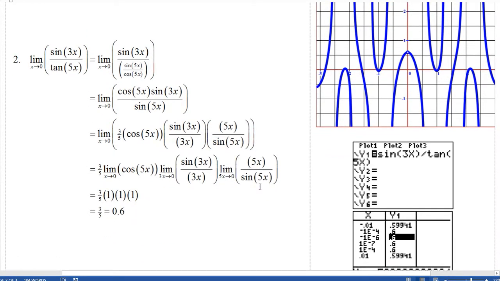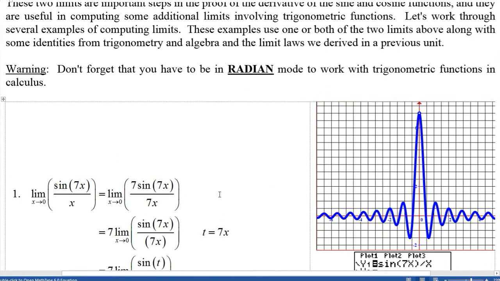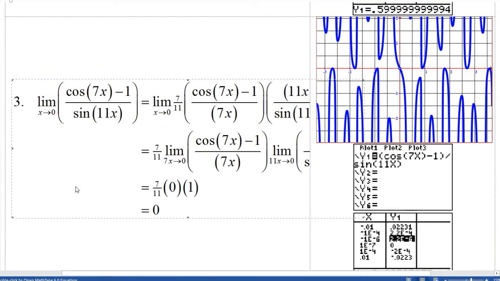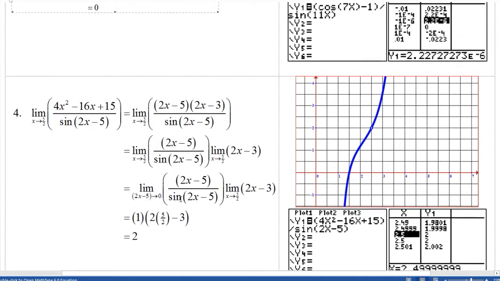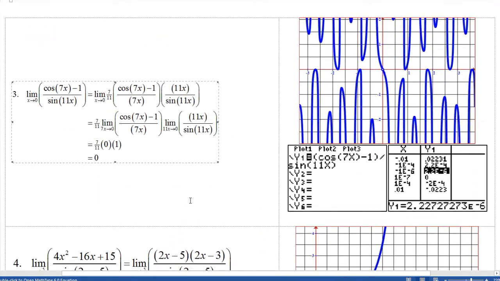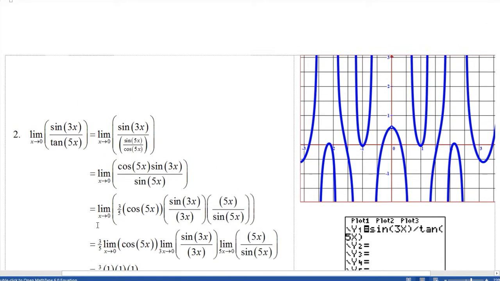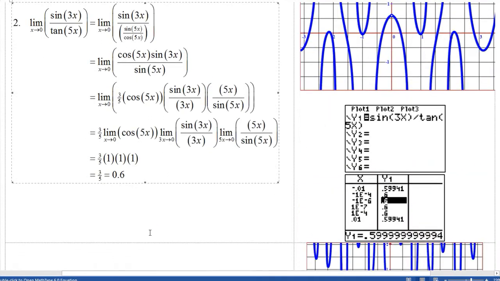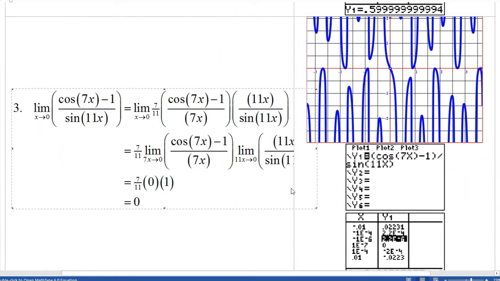Okay, and we see that here we are. Okay, that looks pretty good. Okay, so what we have here is, that's not the right one. Where are we? Here we are.